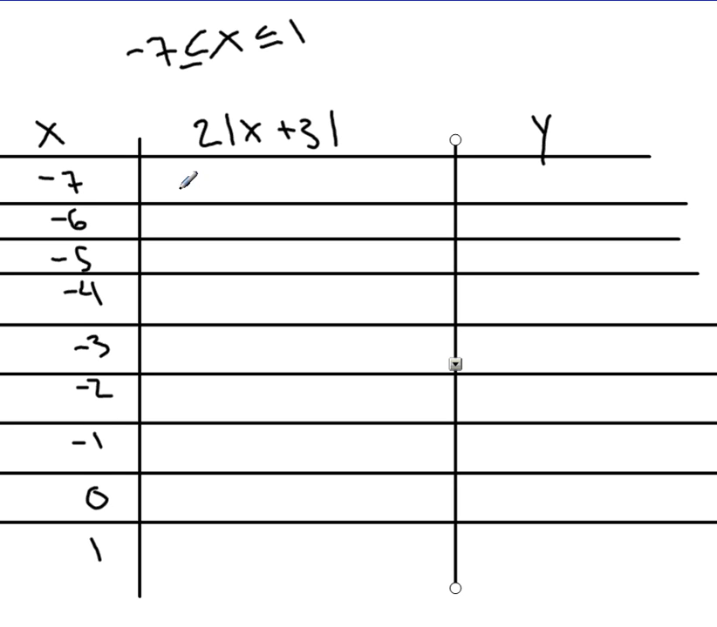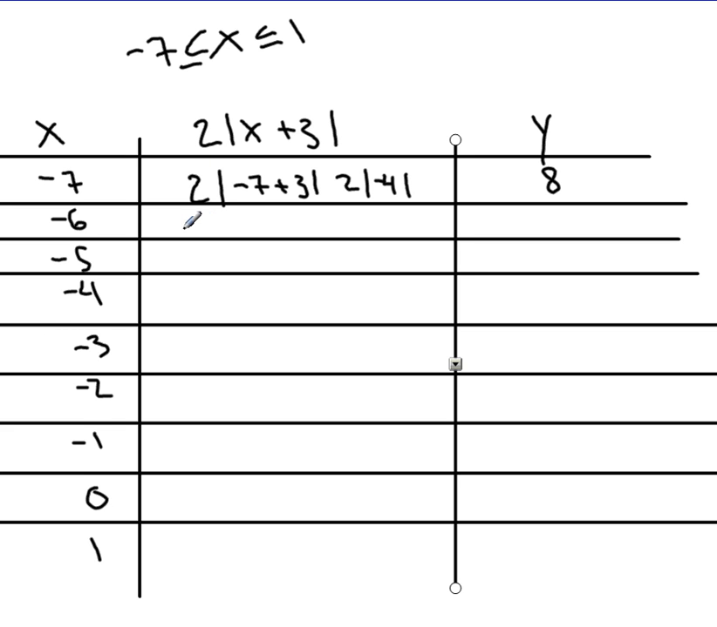Okay, now that's going to be 2 times the absolute value of negative 7 plus 3. That's going to be 2 times the absolute value of negative 4. The absolute value of negative 4 is 4. 4 times 2 is 8. So when x is negative 7, y is 8. So that's going to be 1 point on my graph.